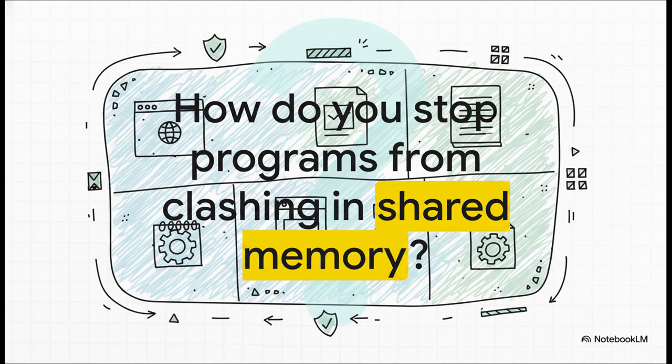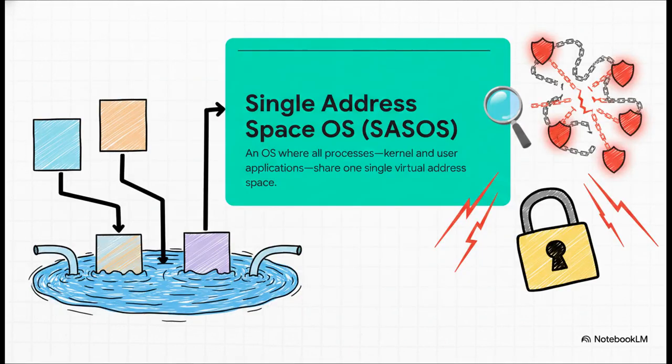Okay, so let's kick things off with the central puzzle this whole system has to solve. Just imagine every single app on your computer and the operating system kernel itself all living in one giant shared space in memory. How on earth do you stop your browser from accidentally scribbling all over your text editor's data? Or even worse, a critical part of the OS? This is the whole idea behind a single address space operating system, or a SASOS.